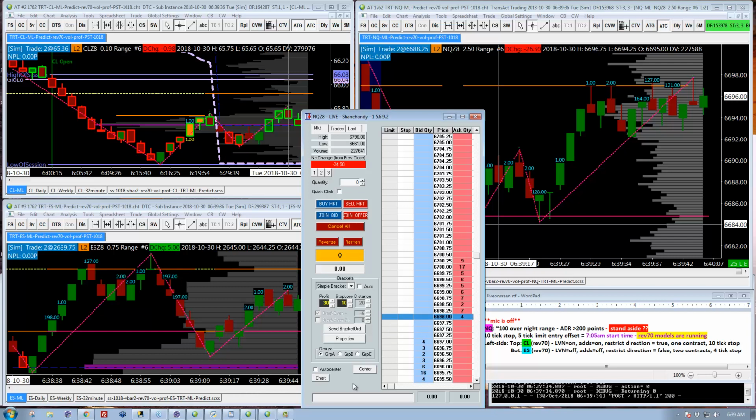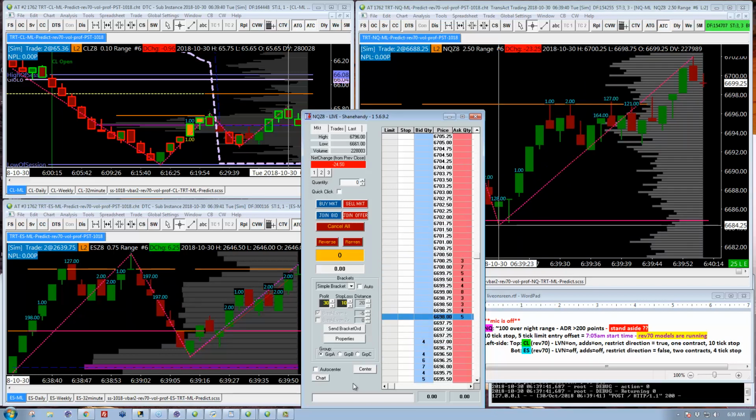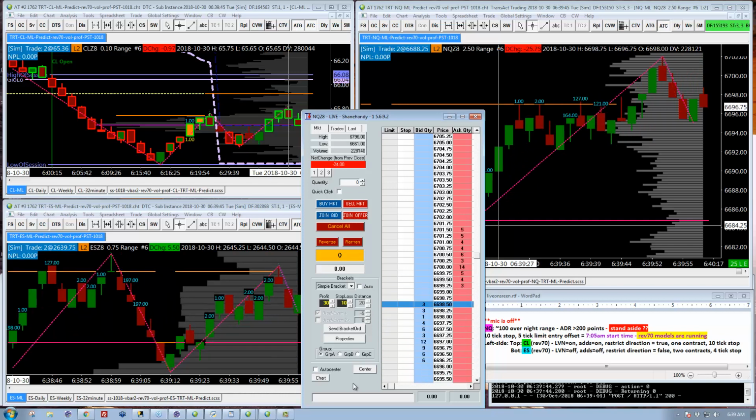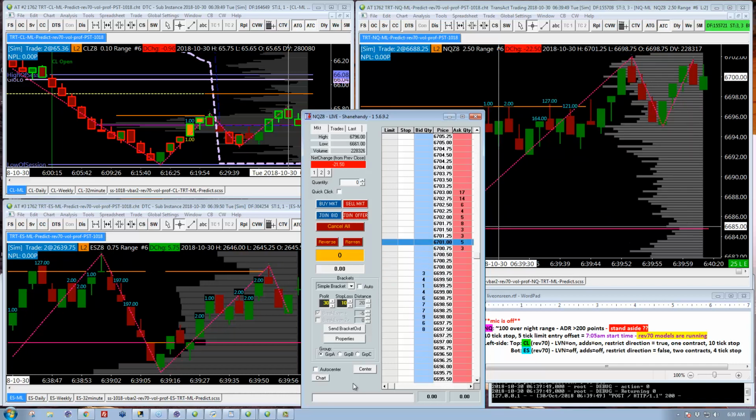That's problem number one. Problem number two is that look at how crazy the market is here. Like, this is not tradable. You'd be a fool to trade this. If this doesn't settle down, I can't trade this today.